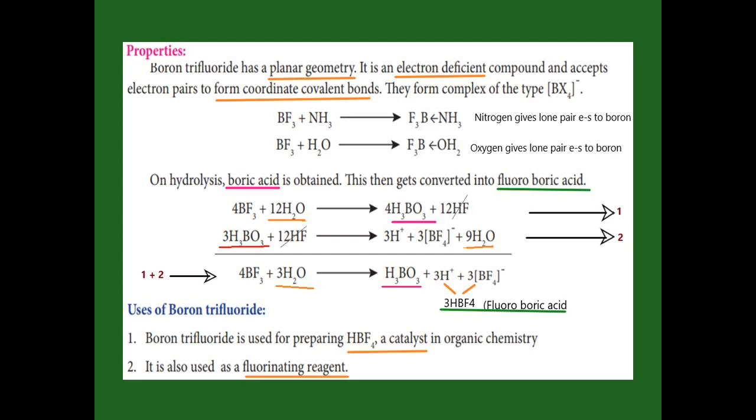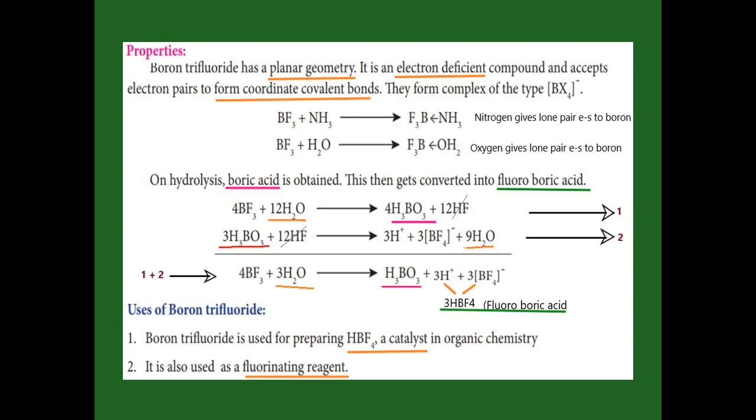Now, when boron trifluoride reacts with ammonia, the nitrogen in ammonia has a lone pair of electrons. That lone pair is given to the boron because it has the empty orbital. Now, see on the product side, a small arrow mark indicates that it is a coordinate covalent bond. The nitrogen has a lone pair, and that lone pair is given to boron.